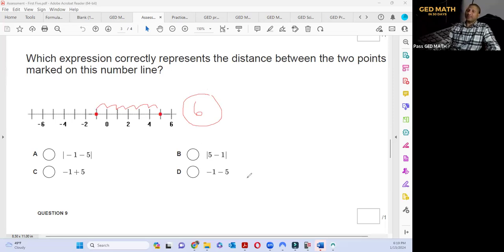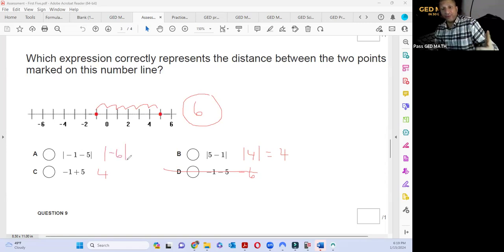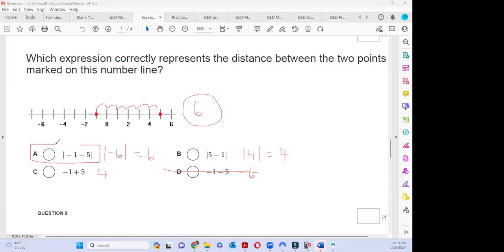So let's start with D, because I already know the answer is A. So we're going to start with D. -1 minus 5 is -6. Can't be D. 5 minus 1 is 4, and the absolute value of 4 is 4. The absolute value of -1 minus 5, which is -6. You should know the absolute value of any number returns just the value. So whether it's negative or positive, the absolute value of -6 is 6. So the correct answer would be A.